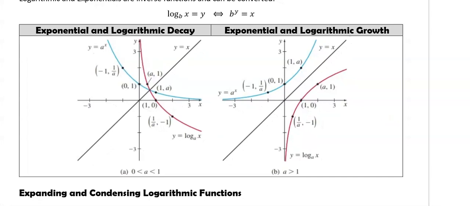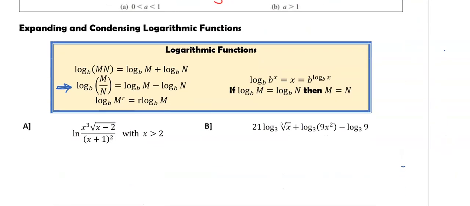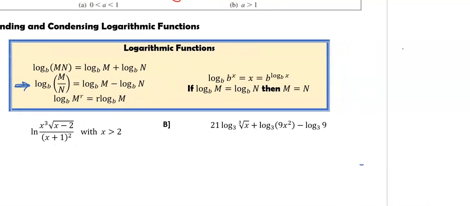Remember that exponential and logarithmic functions are inverses. So on our exponential function, we have (0, 1). So on the inverse, we're going to reflect over the line y equals x, and (0, 1) will go to (1, 0). Another thing in pre-cal you should have learned is how to expand logarithmic functions and condense them as well.